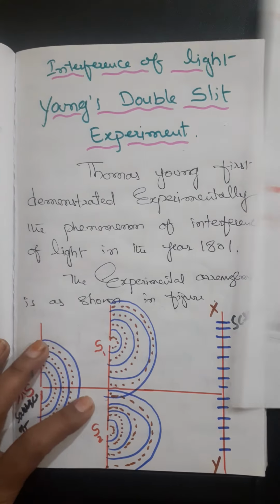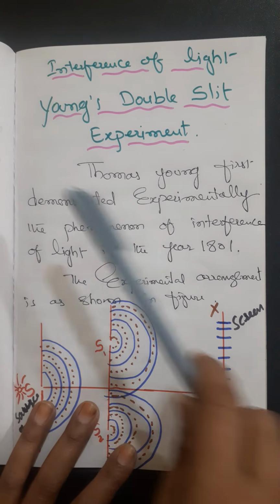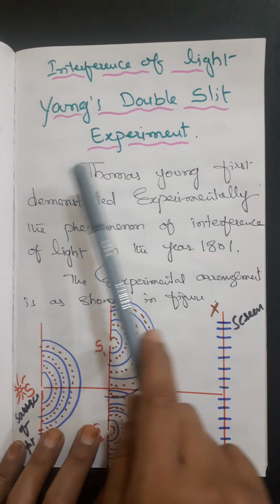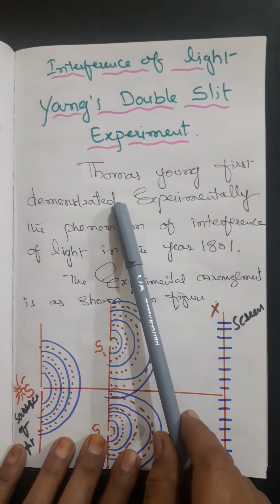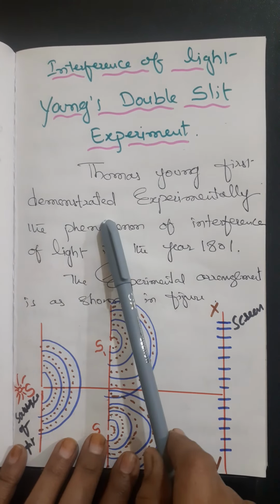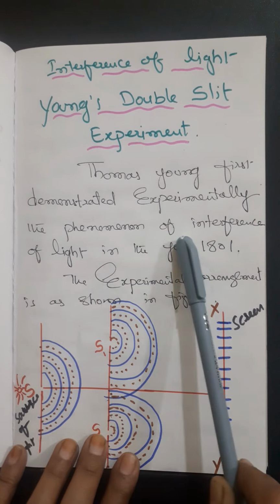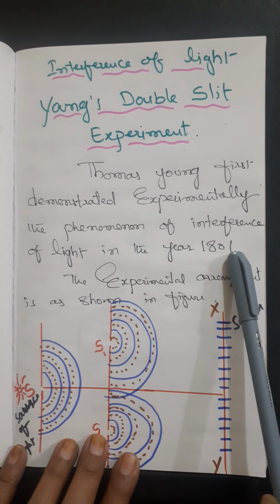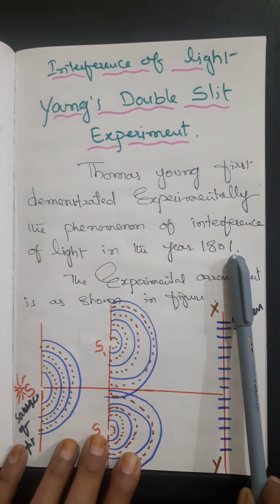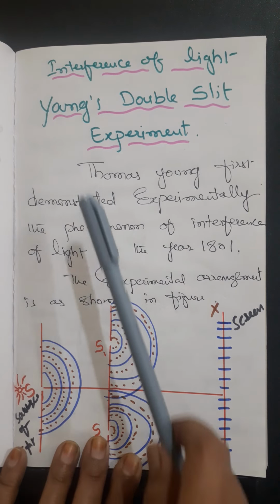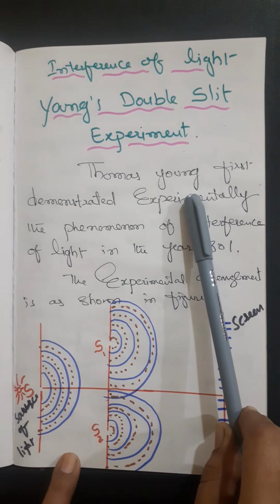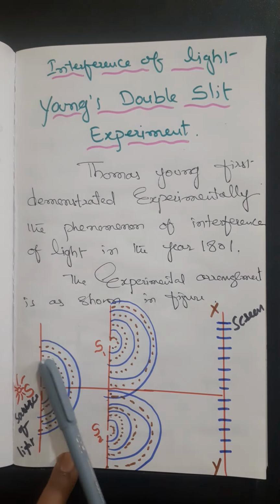Okay, now come to the main topic, that is Young's double slit experiment for interference. Here Thomas Young first demonstrated experimentally the phenomenon of interference of light in the year 1801. So this was first demonstrated experimentally by Thomas Young. Now this is the experimental arrangement.